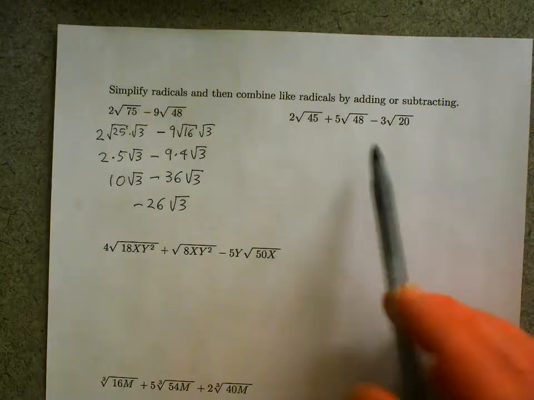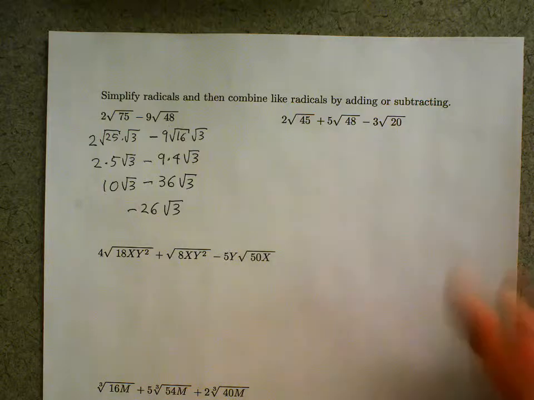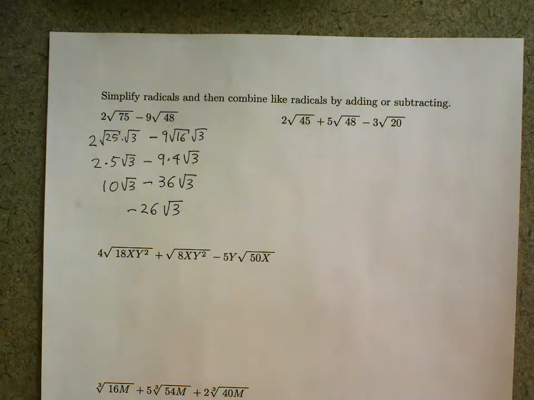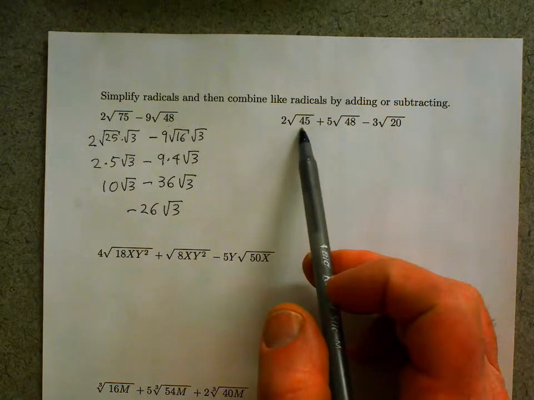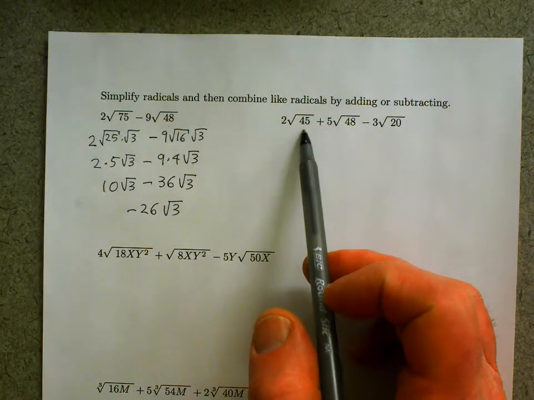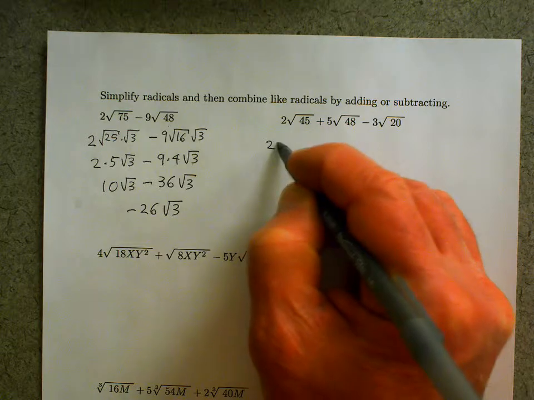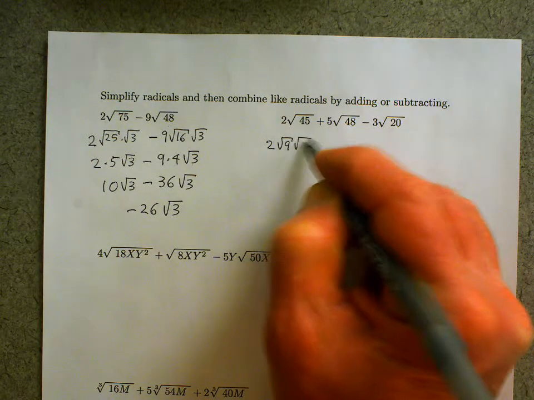And the next example, simplify the radicals if possible first, and then if there are like radicals that remain, then they can be combined by adding and subtracting. Okay, simplify the square root of 45. The largest factor of 45 that's a perfect square is 9. 9 times 5 is 45. So we replace 2 times the square root of 45 with 2 times the square root of 9 times the square root of 5.